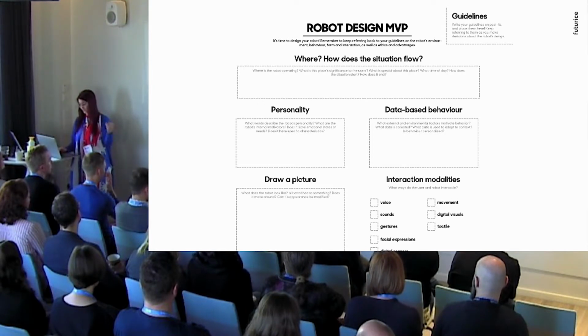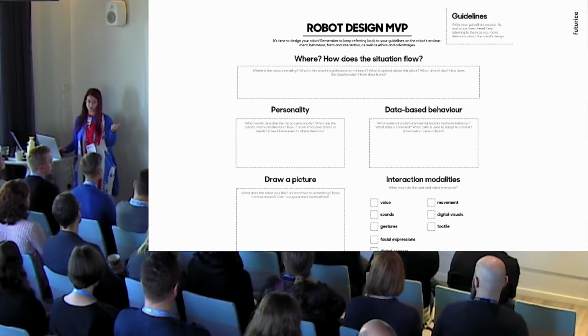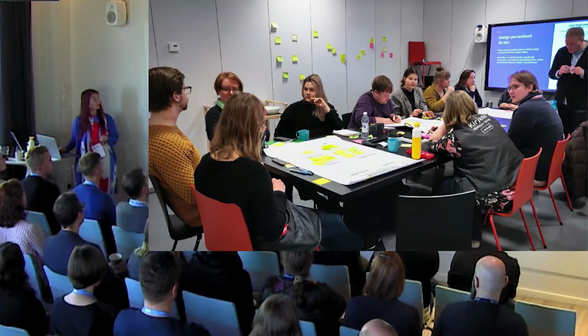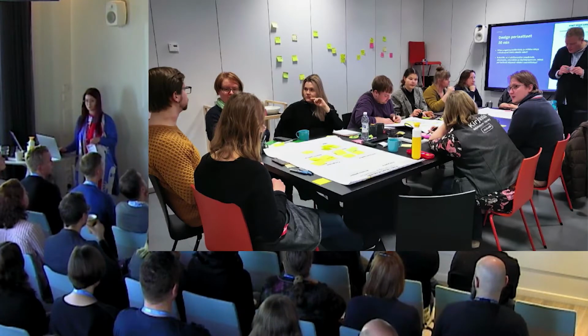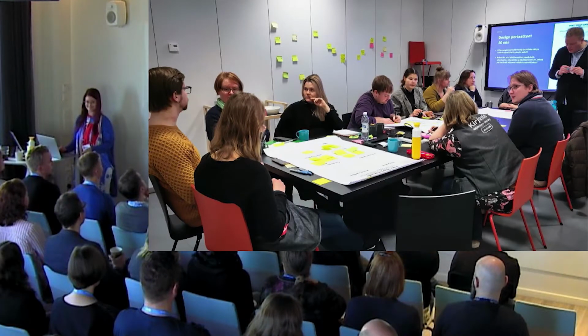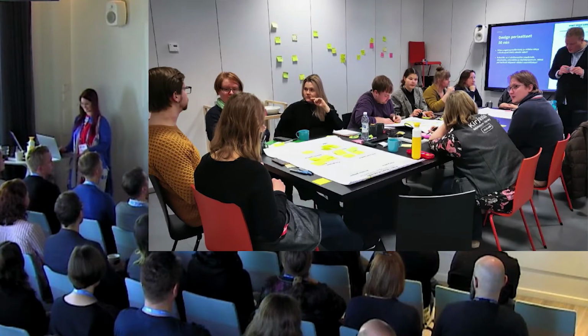There's 4 different canvases which go into the 4 dimensions: environment, form, behavior, interaction. This is what it looks like to design a robot. This is from our workshop with Audi. So we have canvases, we have post-its, very, very basic design stuff. The end result is just a bit different.